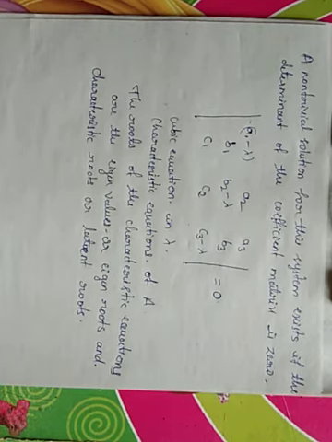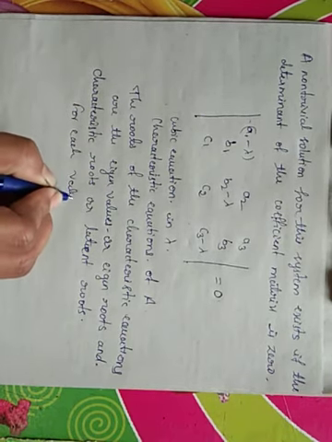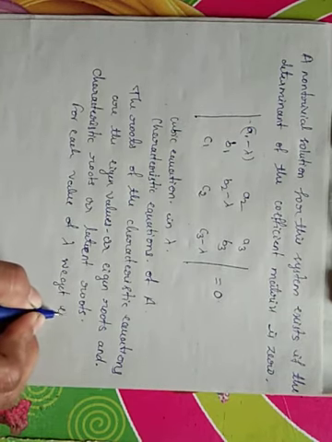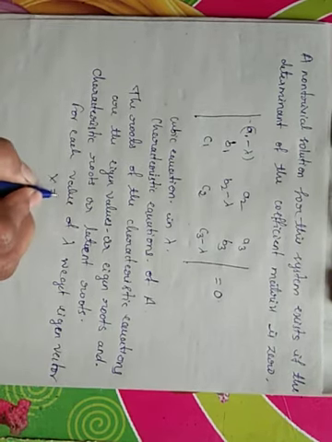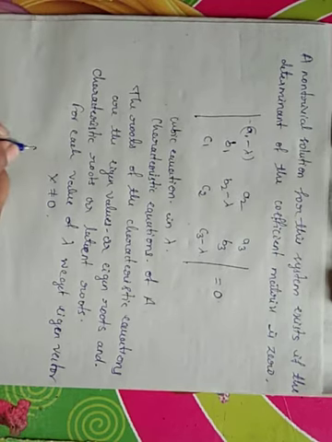If it is a cubic equation, we get 3 values of lambda. For every value of lambda, we obtain an eigenvector. For each value of lambda, we get an eigenvector x which is not equal to 0, which is also called a characteristic vector.